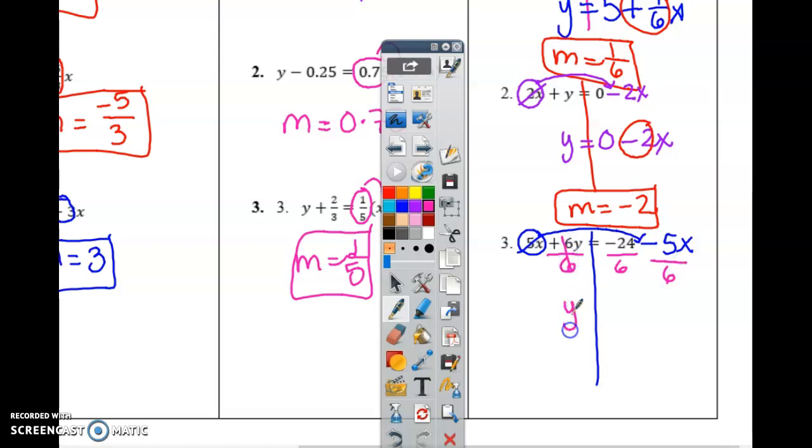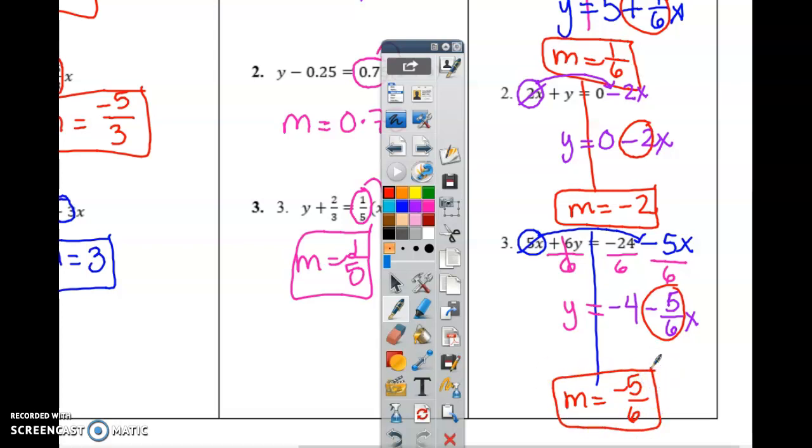Okay, so it's y equals, what's negative 24 divided by 6? Negative 4. What's negative 5 divided by 6? Negative 5 over 6 x. What's my slope? Negative 5 over 6. M equals negative 5 over 6.